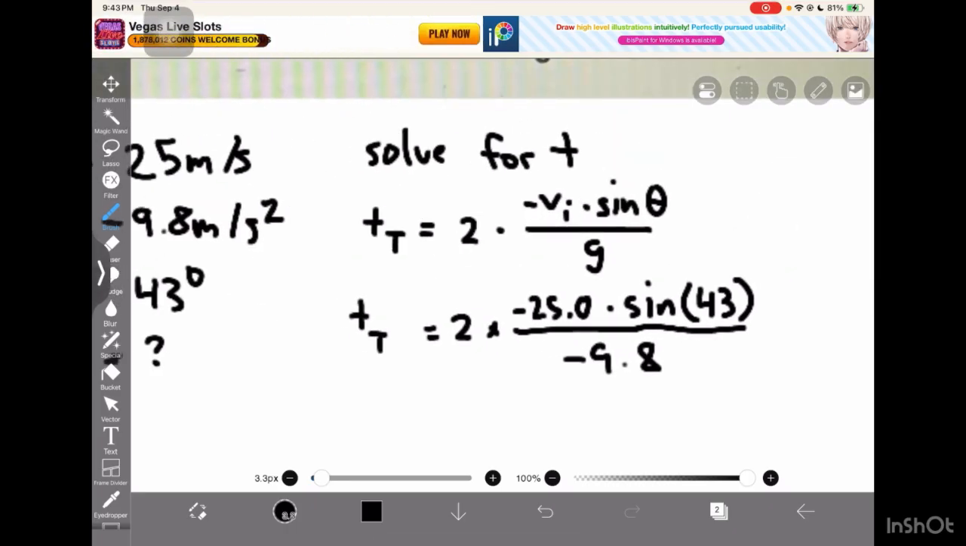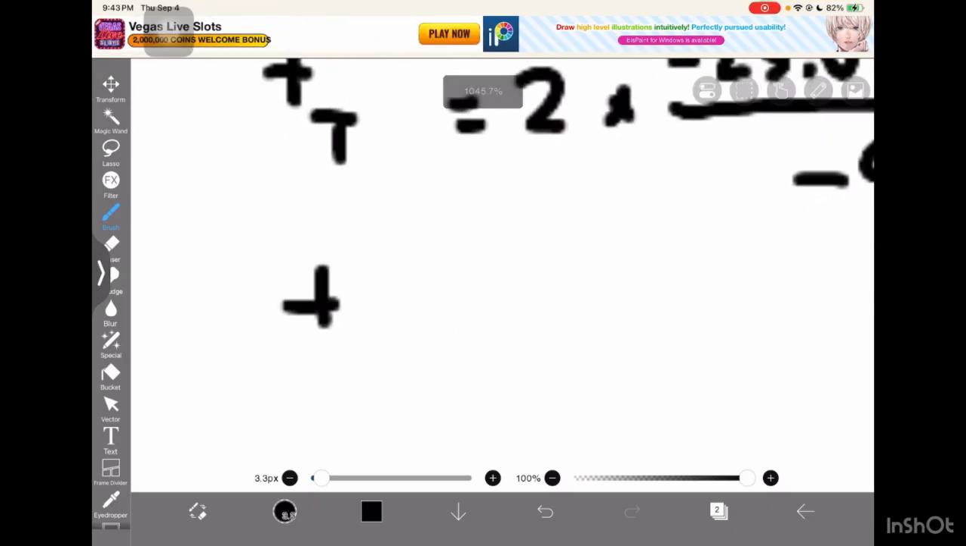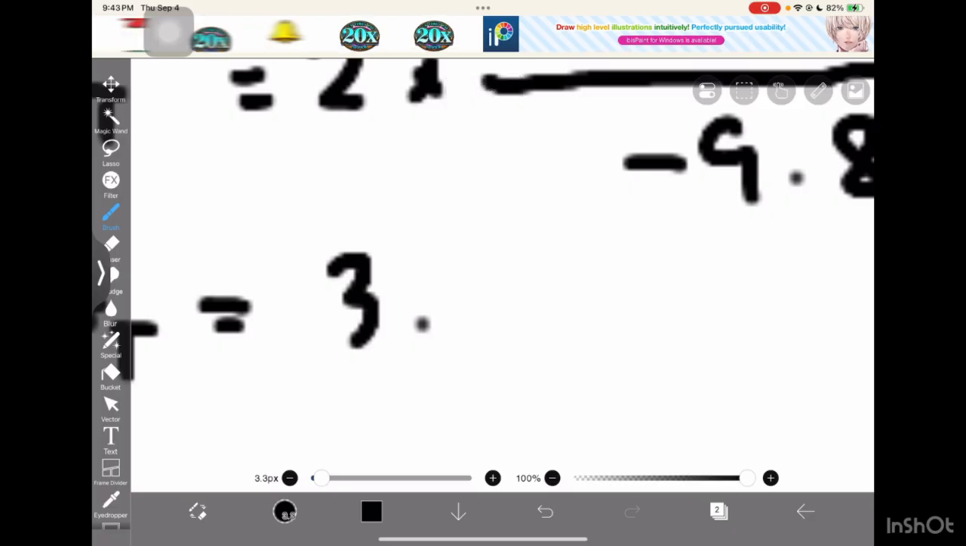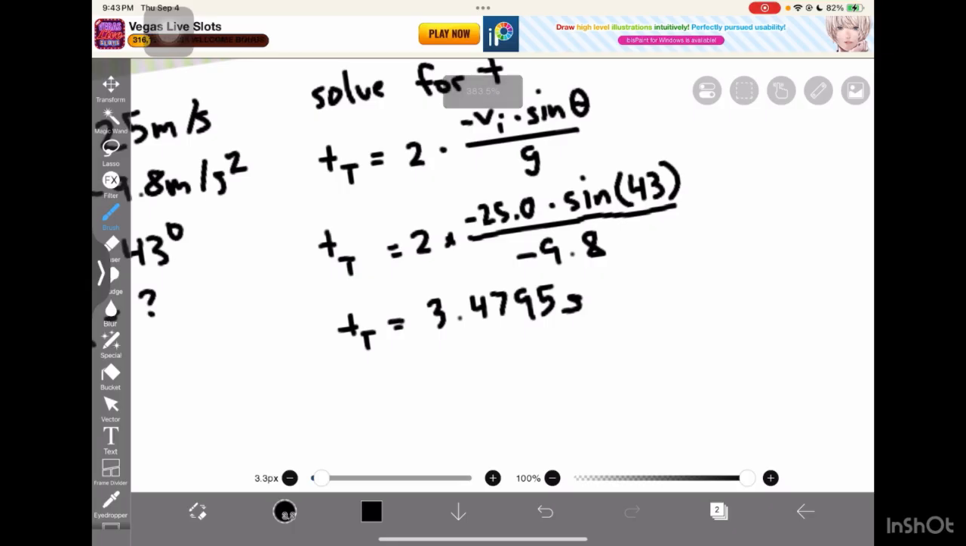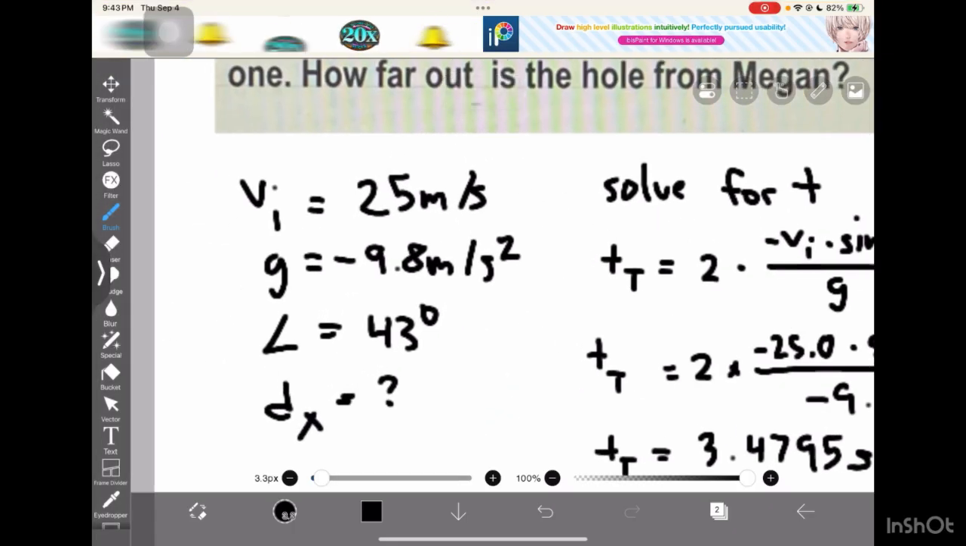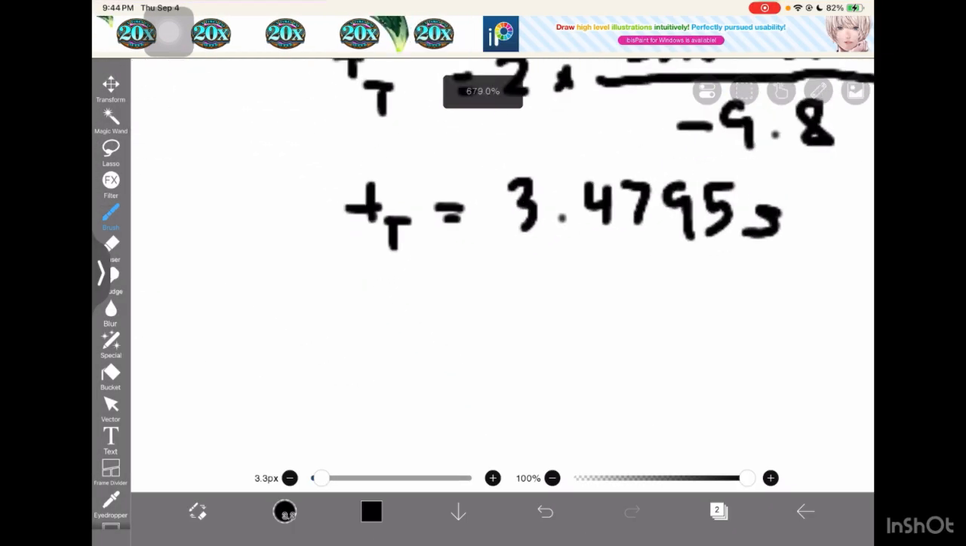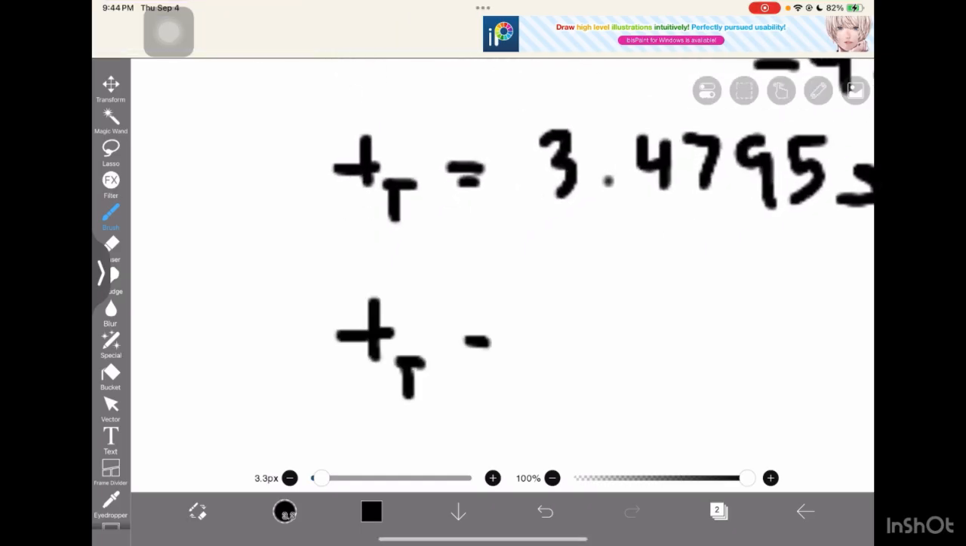So I'll go with you. 2 times, and then we click the fraction symbol, negative 25.0 times sine of 43 all over negative 9.8. So we get a time of 3.4795 seconds. But remember, givens, we have 2 SFs all around the board, so we get 3.5 seconds.